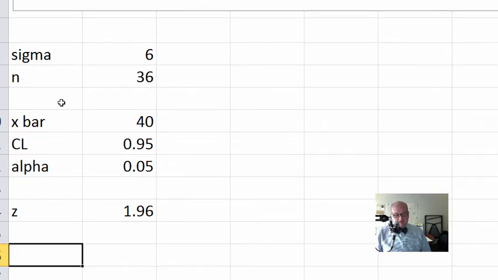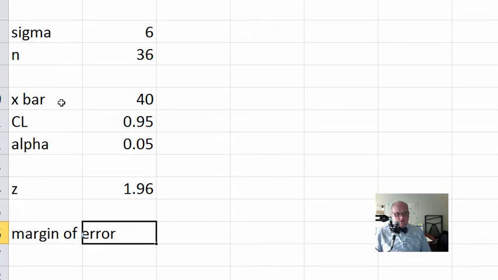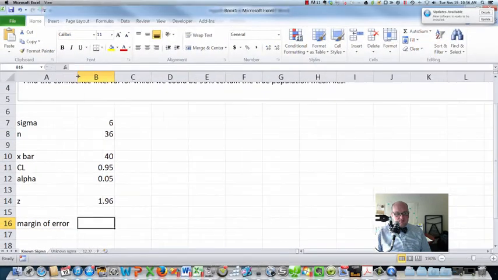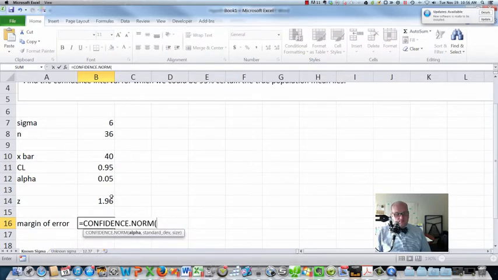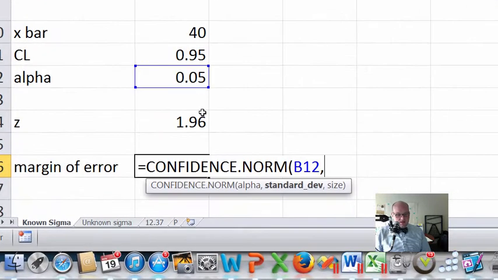We don't have to do that, right? Because we could just find the margin of error without that, in which case we just use this CONFIDENCE.NORM, which asks for 3 things. Alpha, there's alpha, the standard deviation, which is sigma, so not the standard error, but the standard deviation, sigma, and the sample size, 36. And that's it. So that's all we have to do. The CONFIDENCE.NORM will just give us the margin of error.